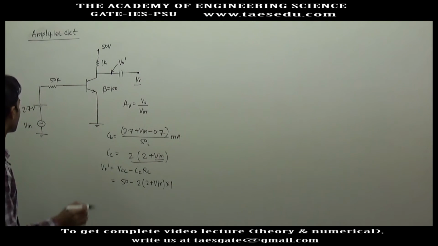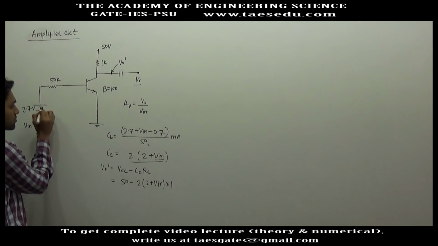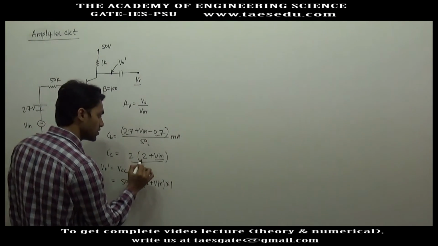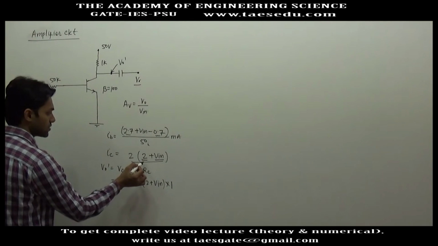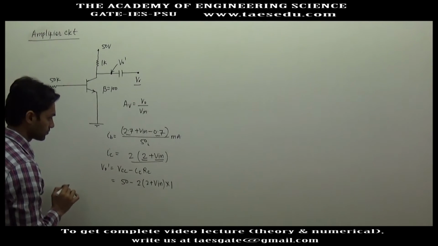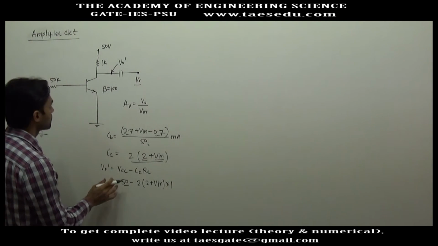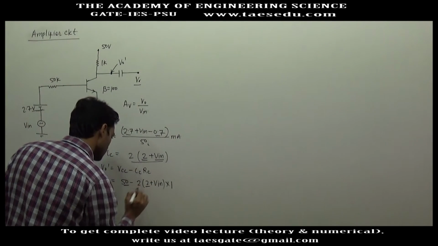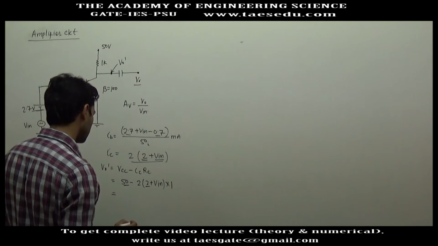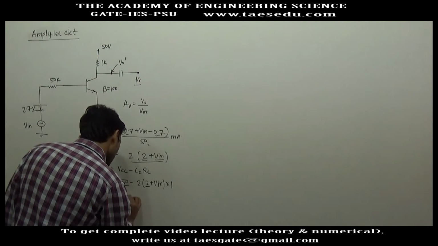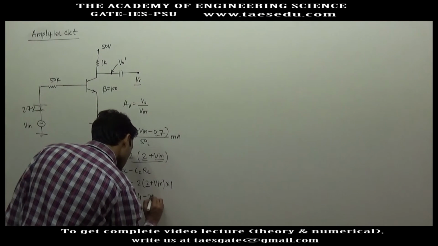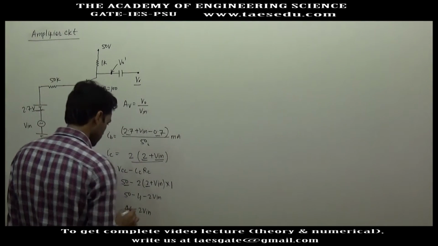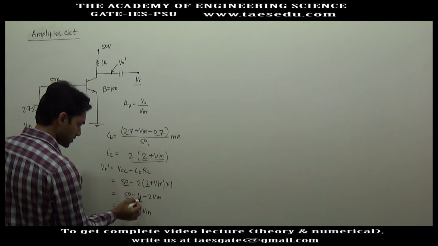What is the effect of this voltage source in this expression? You had 2.7 volt minus 0.7 volt, so this 2 is the effect of 2.7, and here 50 is the effect of VCC. So what will this expression give you? The expression will be 50 minus 4 minus 2 V input. This will be 46 minus 2 V input, where the 46 is due to VCC and the bias voltage.